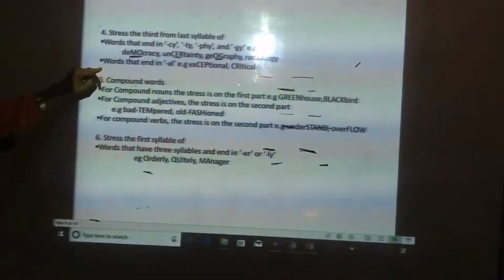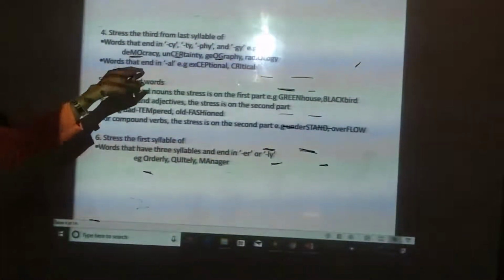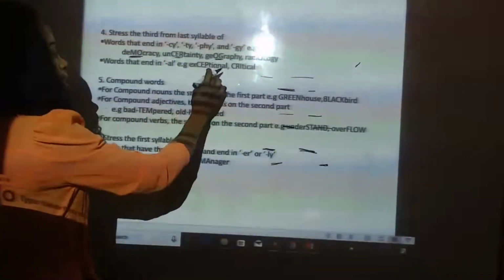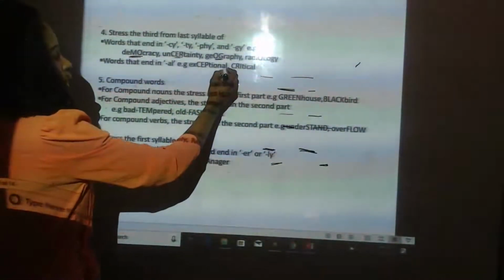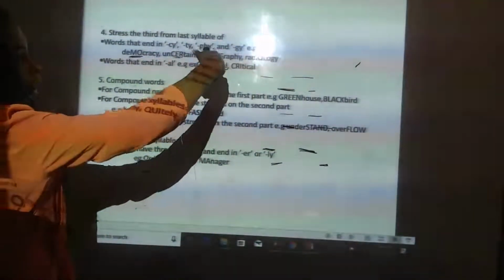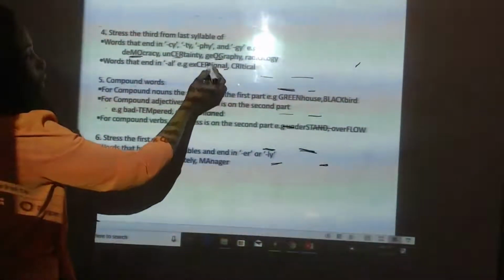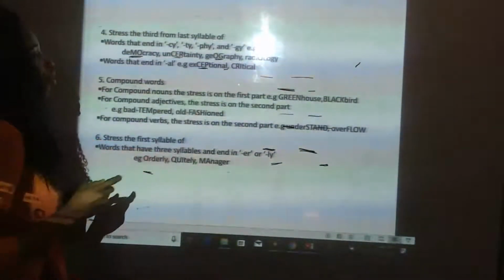The next rule is words that end in -al, you stress the third from last syllable of words that end with what? -al. For example, here we have the word exceptional. And this word ends with what? -al. Then we count from the back to the third: -al, -shun, -cep. Therefore, this bears the stress.